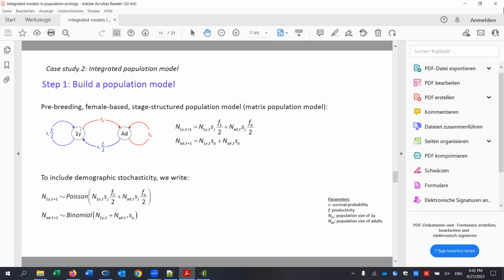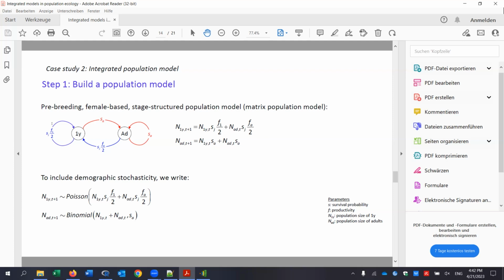Then we can draw this life cycle graph. An individual that is 1-year-old may survive with adult survival and becomes an adult in the next year. Adults remain adults when they survive more years. The blue lines here are the recruitment. A 1-year-old individual can produce a 1-year-old individual in the next year. First, it has to reproduce, producing a number of offspring F1, because we assume here that productivity of the younger individuals is different from productivity of the older individuals.